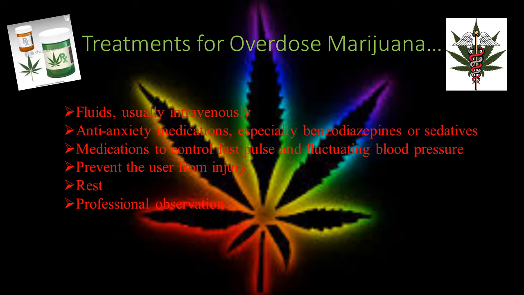Treatment for marijuana overdose: fluids usually, anti-nausea medication especially, medication to control pulse and fluctuating blood pressure, anti-anxiety medication, prevent the user from injury, rest, and professional help.